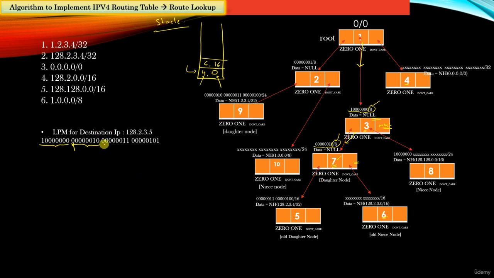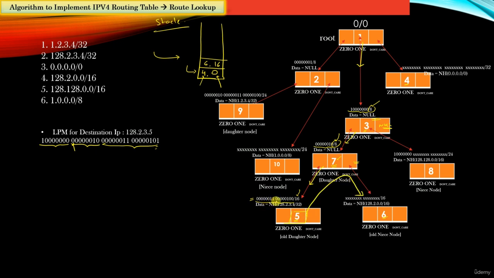Now the next bit of the input string is 0. So we will take the path along the 0th child of the node 7, and we land at the node number 5. The prefix length of the node number 5 is 16, so we are going to match the 16 bits of the input string with the 16 bits of the effective prefix of the node 5, and they do not match, unfortunately. So the moment there is a mismatch, using this stack we are going to backtrack. So we will backtrack and we will shift our search from the node 5 to the node 6.